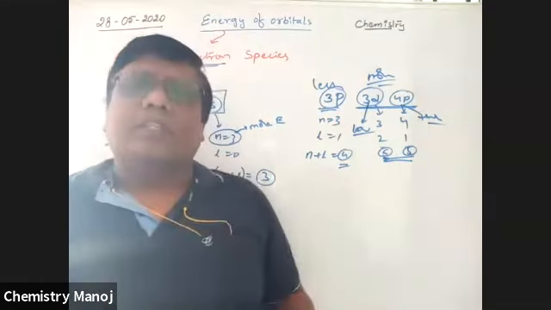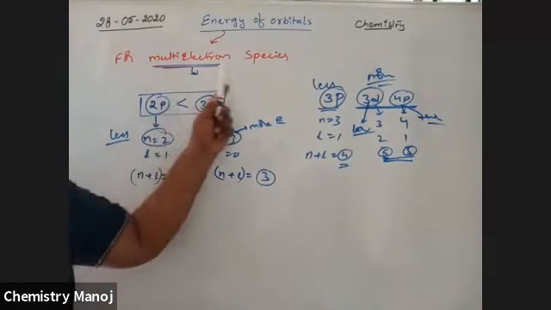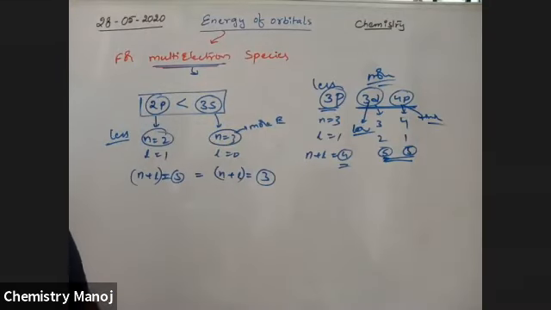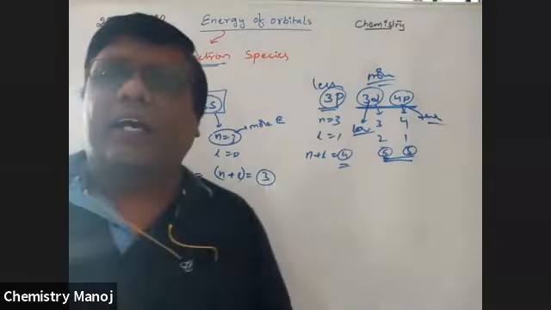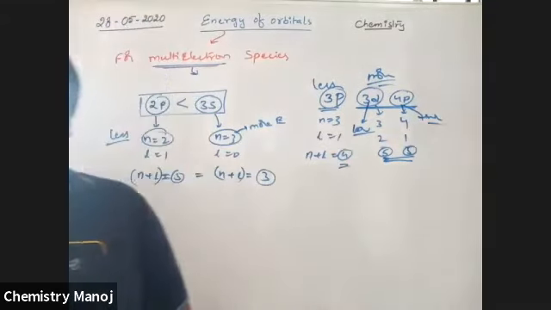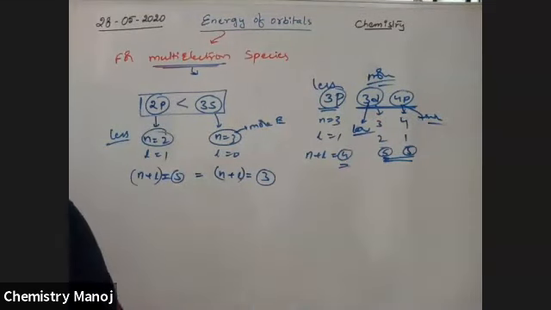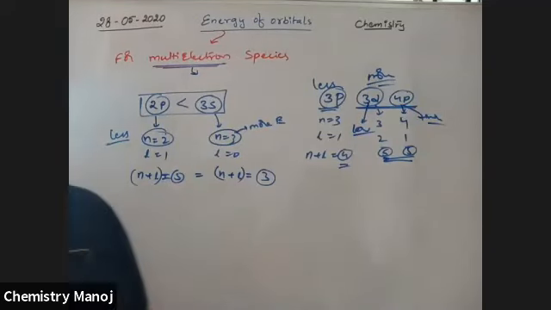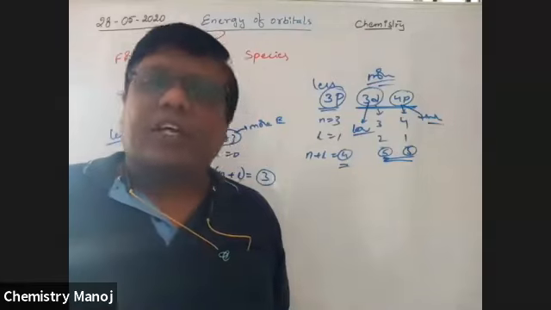Okay, so this is for a multi-electron system, these are the energy orders. This is very, very important while writing the electronic configuration of different orbitals.